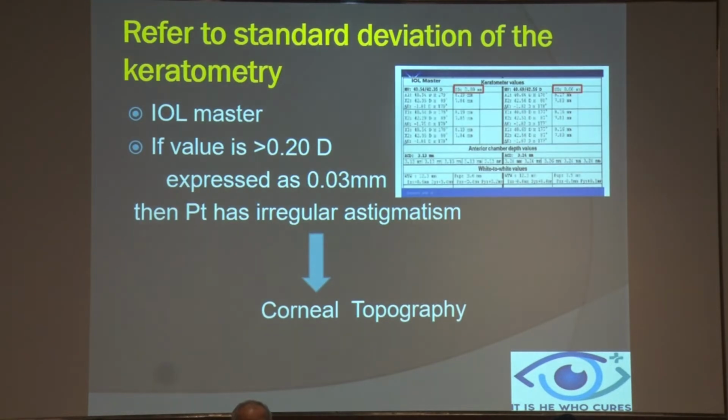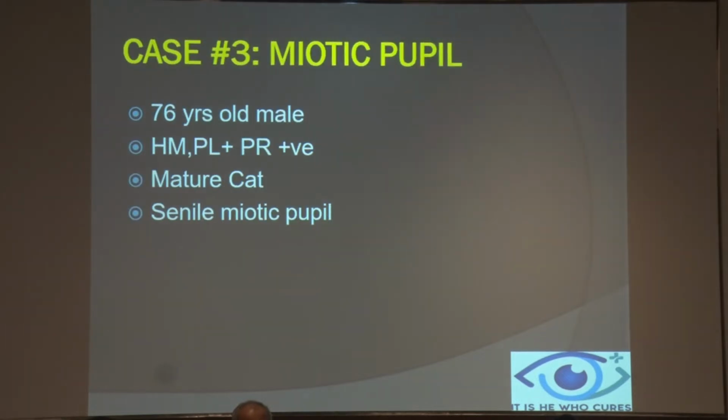So how do we even know that we are dealing with an irregular astigmatic case? When you do your biometry, your IOL Master, it's important to look at the standard deviation values, and if these values are more than 0.2 diopters, which is expressed as 0.03 millimeter, then you should think that there's something wrong here. We are dealing with a case of irregular astigmatism, and we should further investigate these cases. Do a corneal topography, do a pentacam, and then put a proper IOL.